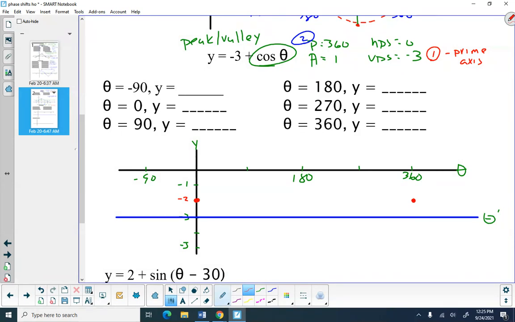Now our games of halves, halfway between 0 and 360 is 180. Between any two peaks, we'll be at a valley. So we have to go down from our prime axis a value of 1. So at 180, we're down at -4. Halfway between 0 and 180, between the peak and the valley, we will cross the prime axis. So between the peak and the valley at 90 degrees, the games of halves will put us at -3.